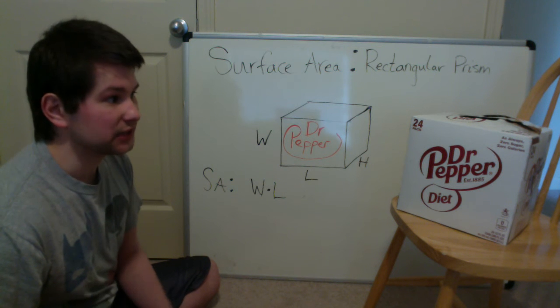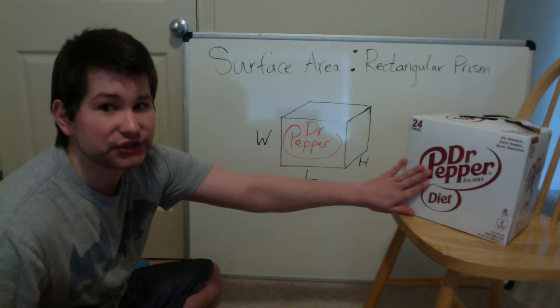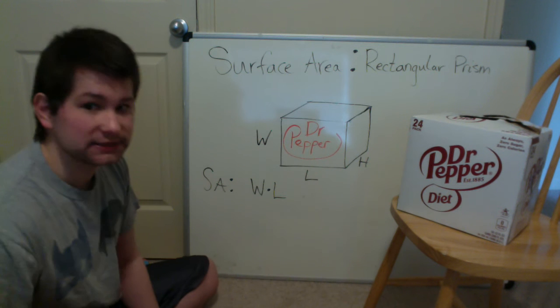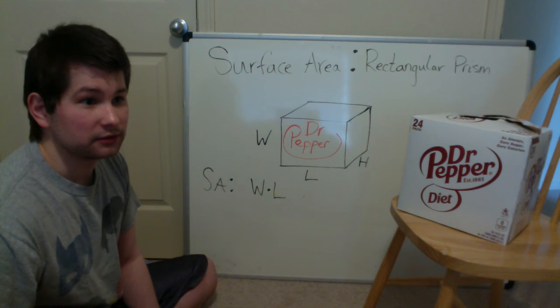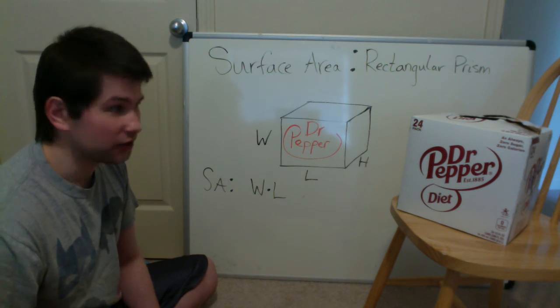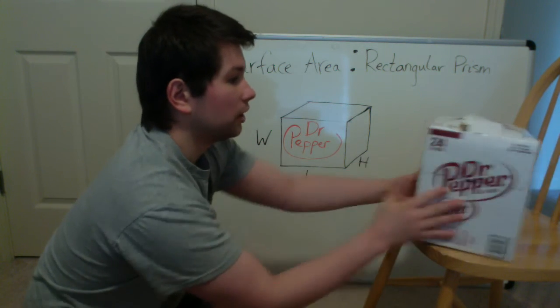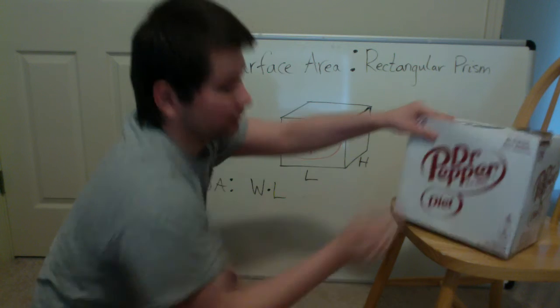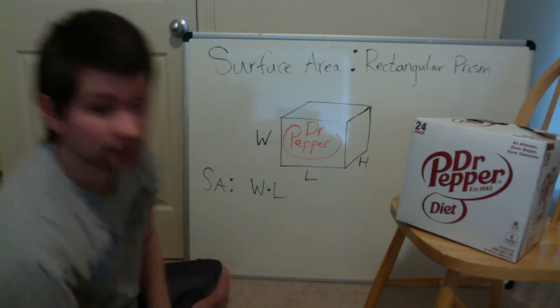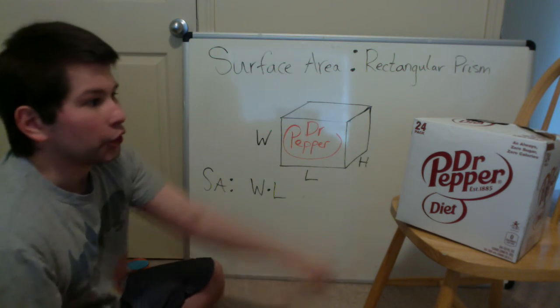Okay, so we got one side down, but remember, for surface area, we want every single surface, so every single side. How many surfaces do you think are on this whole container? Did you say 6? If so, let's check. 1, 2, 3, 4, and then there's the top, and then there's the bottom, right? So we have 6 that we need to calculate.